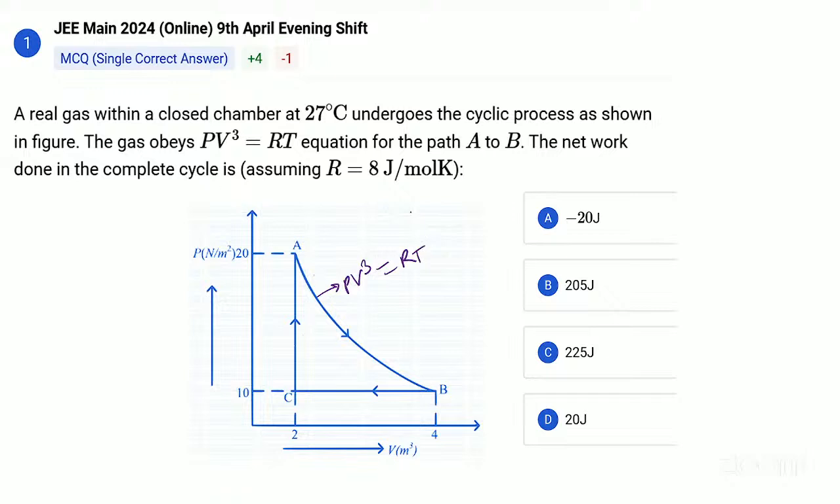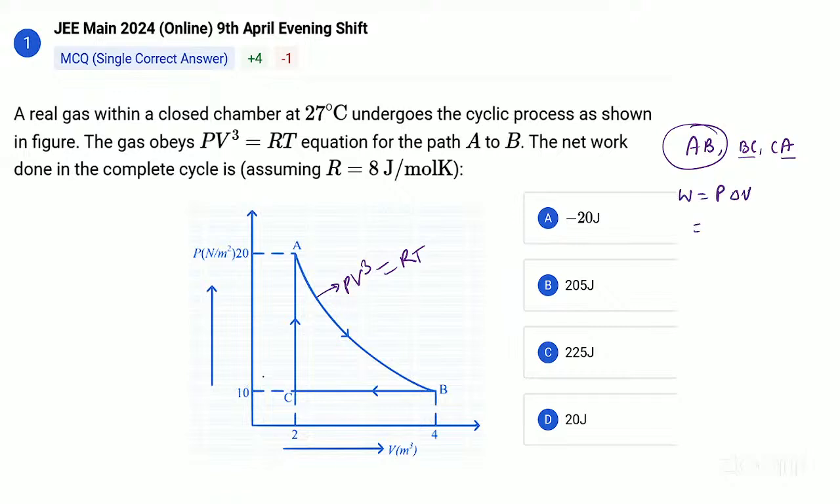ठीक है. So here the cycle is, देखो cycle क्या है, A to B है, यानी AB, then BC and then CA. अभी AB को साइड में रखते हैं, BC और CA के बाद. BC is nothing but a, देखो यहाँ पे क्या है, प्रेशर कांस्टेंट है, it's an isobaric process, so we can say work done is nothing but P into delta V.